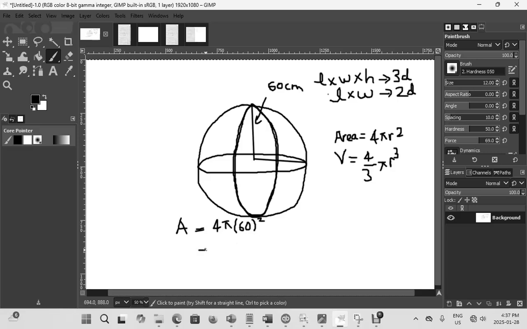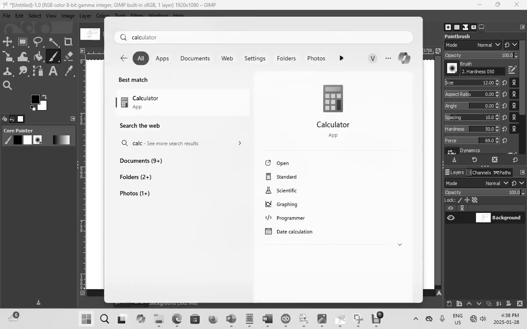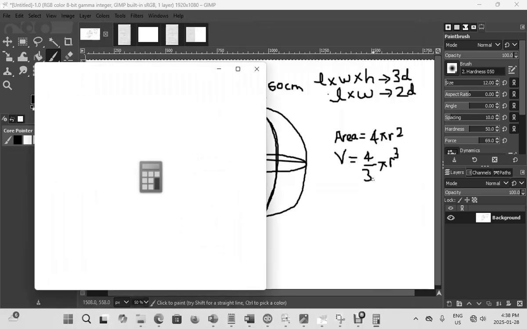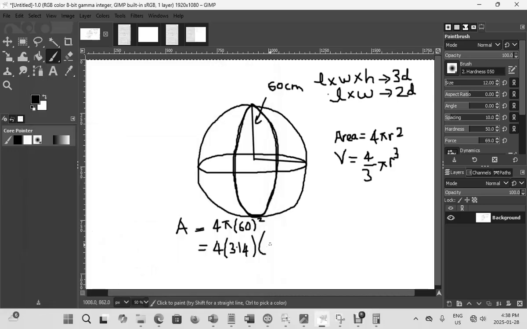So this will be 4. We know what the value of pi is, which is 3.14, times 60 squared. For 60 squared, we use our calculator, and it should be around 3,600. So 60 squared is 3,600, and this will be 3,600 inside the bracket.